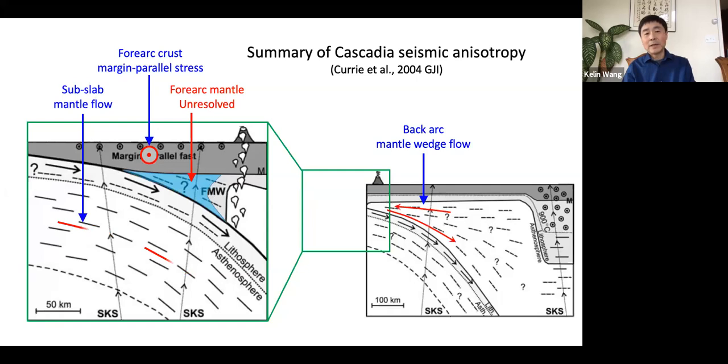And that was not resolved because they did not have enough stations, did not have enough earthquakes to resolve it. And to find more earthquakes and more stations, where do we go? And the most obvious place is Japan.